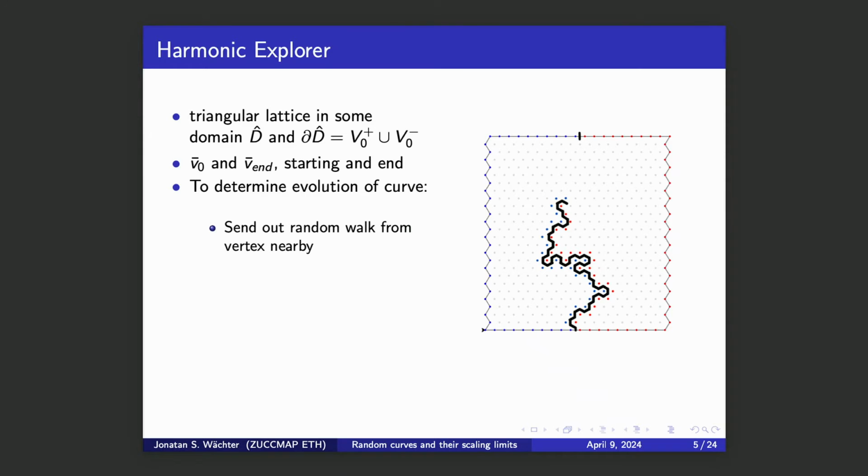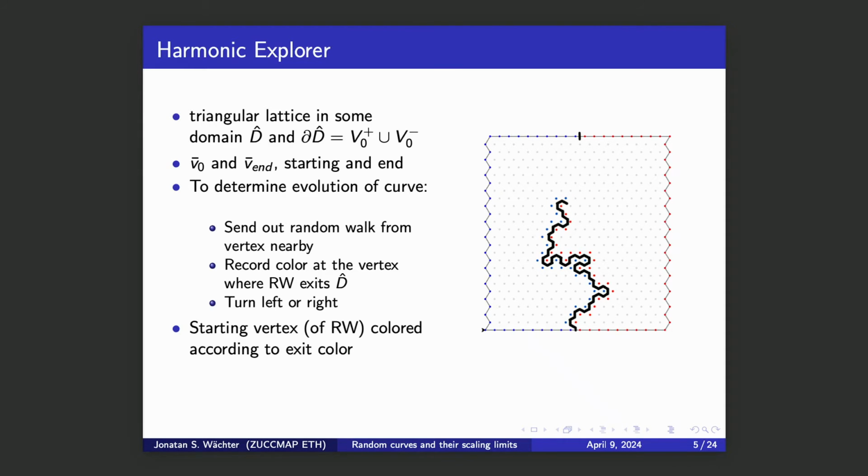Exactly, so we send out this random walk and we record the color, and we turn left or right depending on the color. But we also update the boundaries, so we color the vertices that we sent out to walk from according to the exit color. And this gives rise to sequences of new boundary arcs, right? Which also implies, given that we have information about the original domain d hat, a new domain where we have cut out the curve.